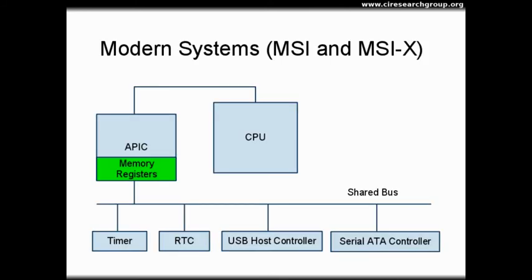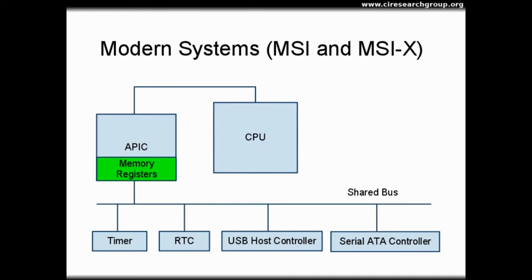On modern systems, a completely different interrupt mechanism is used, and this mechanism has a set of memory registers on what's called an advanced programmable interrupt controller. And this set of memory registers is connected to a single shared bus that each device on the system can use to raise an interrupt message by writing that message into one of the memory registers. These are called message signaled interrupts using the MSI and MSIX specifications.